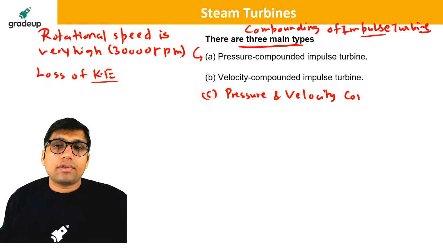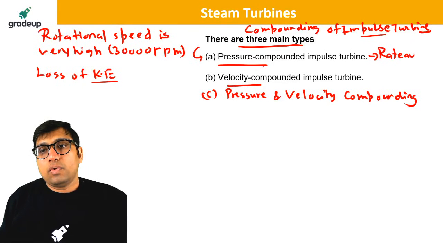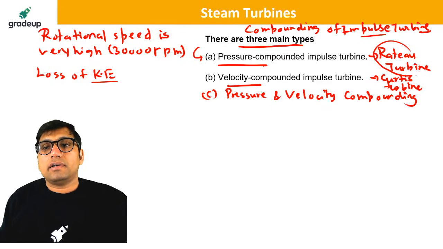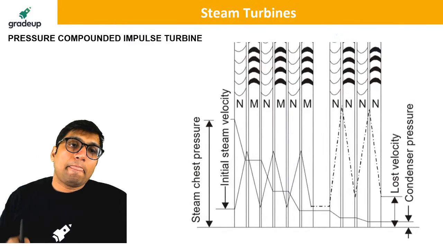But this pressure and velocity compounding we don't use. Pressure compounding is used in the Rateau turbine, and velocity compounding is used in the Curtis turbine. If you ask me which is more efficient, pressure compounding is more efficient. Why it is more efficient, I will tell you later on.